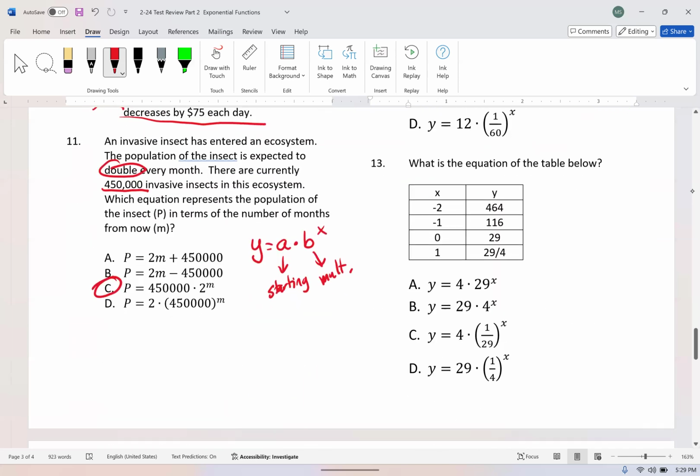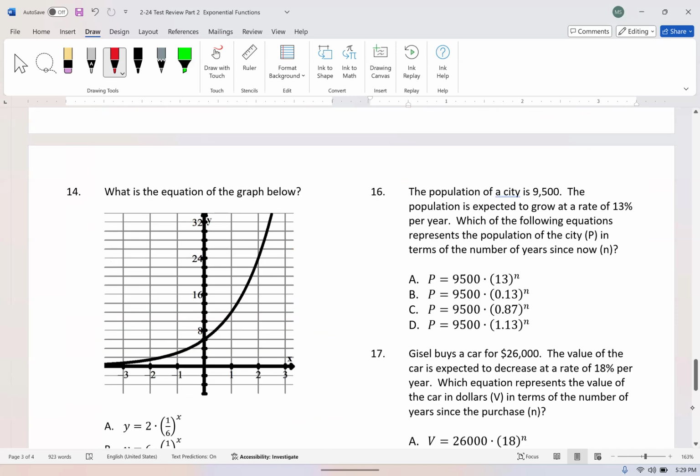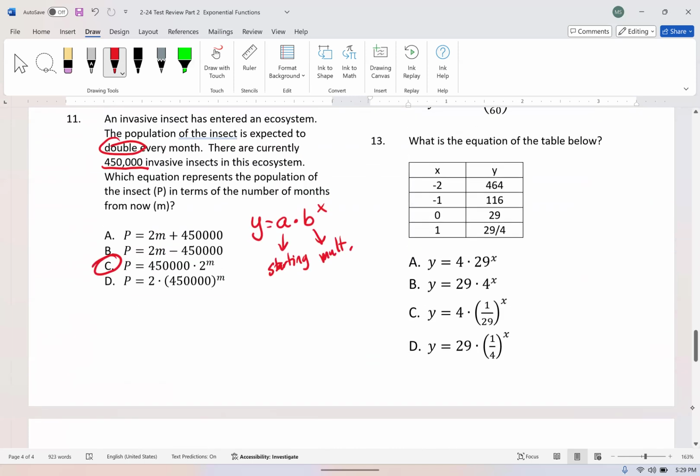Okay, number 13. What is the equation of the table? So on this one, first things first, here is our y-intercept. So there is our A value. Our B value, what's happening here? Looks to me like they're dividing by 4. So if you use your calculator, 464 divided by 4 is 116. 116 divided by 4 is 29. And 29 divided by 4 is 29 over 4. Now, dividing by 4 is really the same thing as multiplying by 1/4. So D is the correct answer.